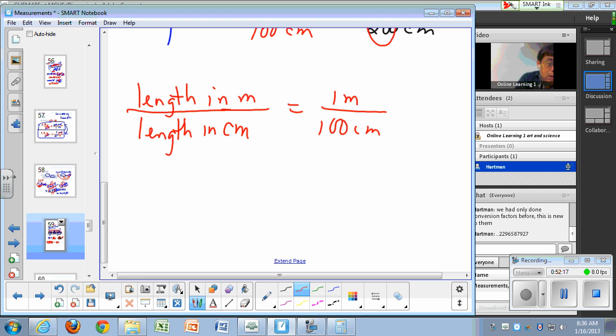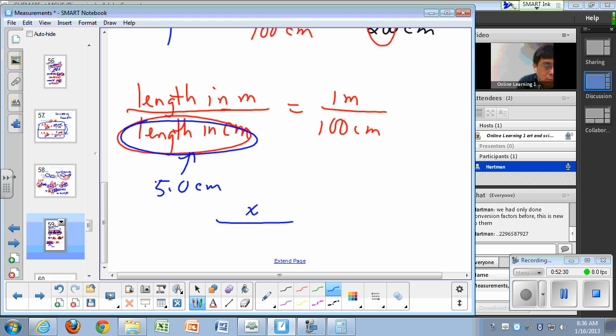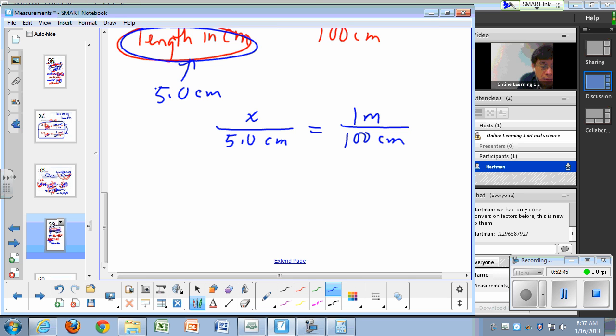All right. So what if I knew my length in centimeters to be, let's say, 5.0 centimeters? Then I'm going to say x over 5.0 centimeters equals 1 meter over 100 centimeters. I'm just substituting. Let's say I wanted to know what the length in meters is. I call that x. Right? x over 5 equals 1 over 100. So how do I solve for x?